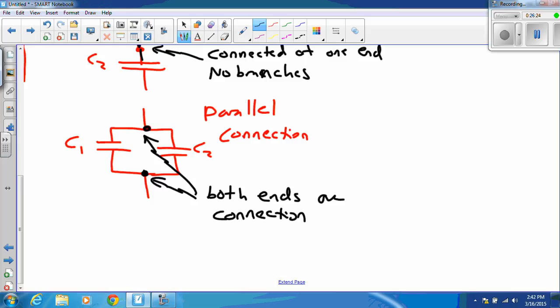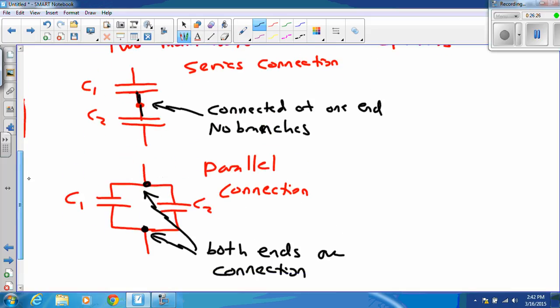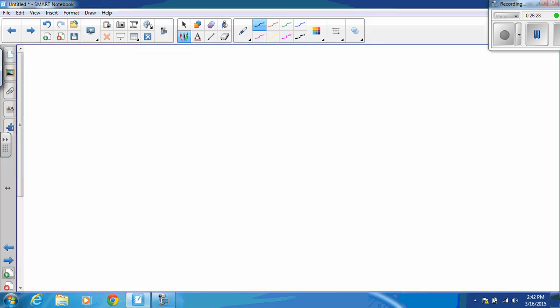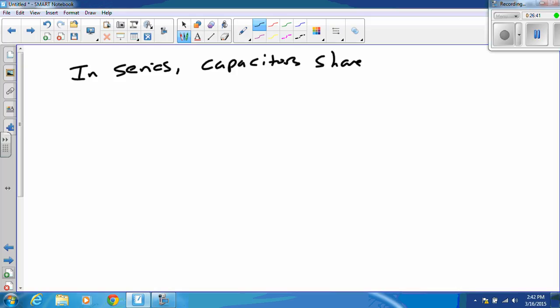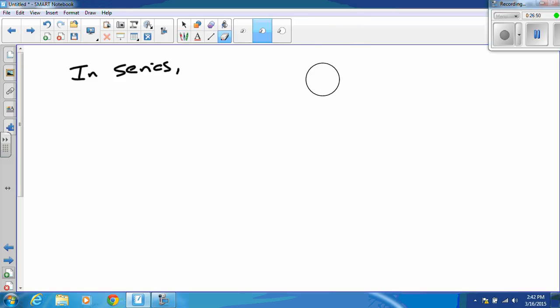Now, I want to make some claims about parallel and series capacitors, and then that'll do for today. My claim is this. In series, capacitors share charge. Well, let's put it like this. Charge is shared.